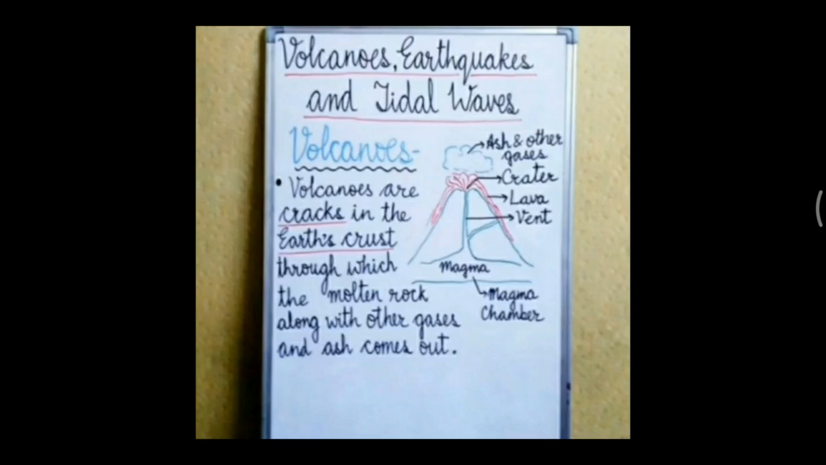So, children, volcanoes are cracks in the earth's crust through which molten rock along with other gases and ash come out. So volcanoes are cracks in the earth's crust out of which magma comes out. So children, you know what is magma? Magma is a very hot liquid rock inside the earth. This magma comes from the mantle of the earth. Children, the Earth has three layers. The first is the crust, second is the mantle, and the third is the core. So this magma comes out from the mantle of the earth and reaches the crust through the cracks.